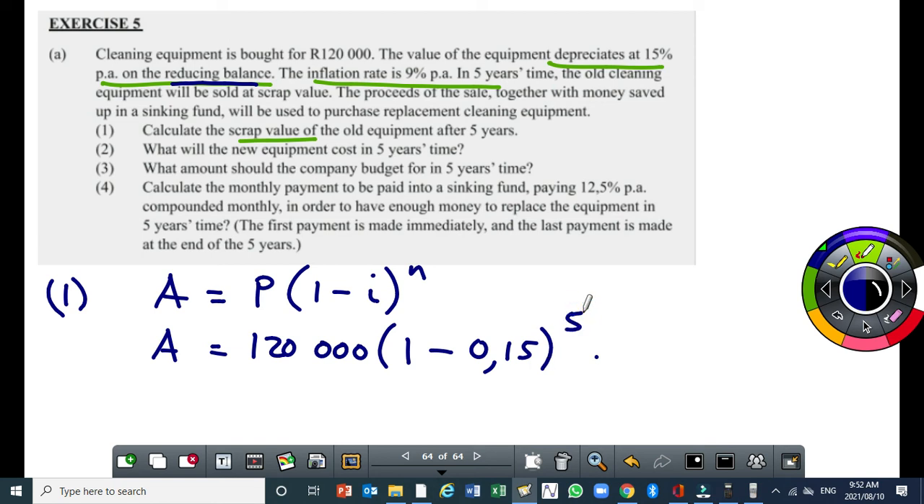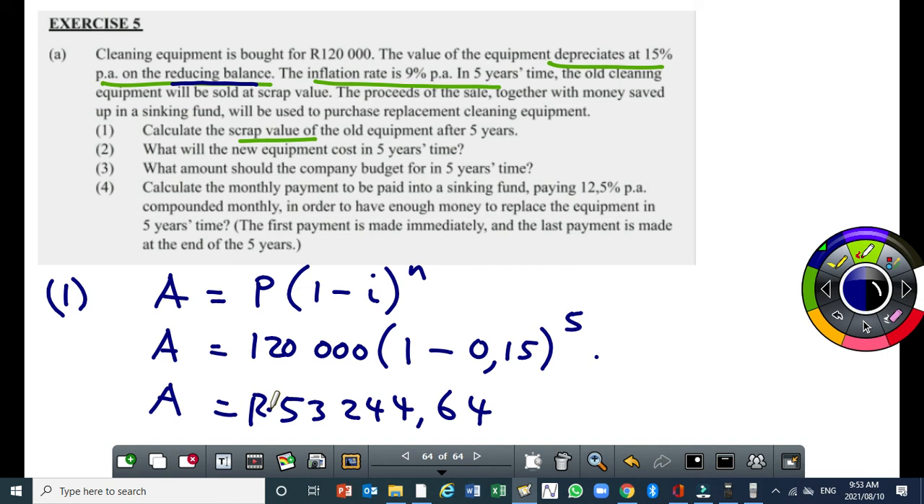Can someone just do the calculation quickly? So the scrap value will be equal to 53,244.64. Right?